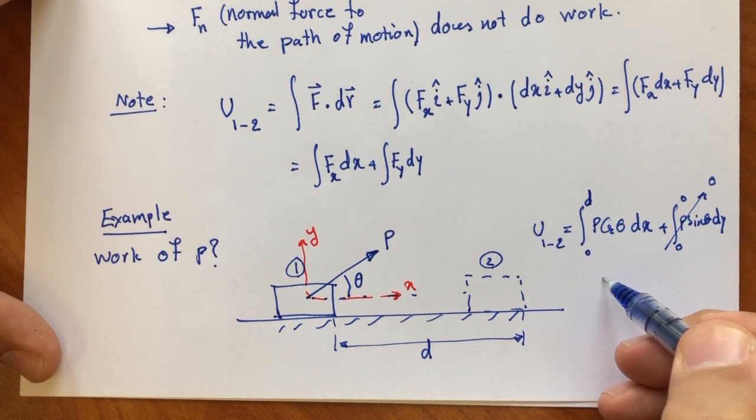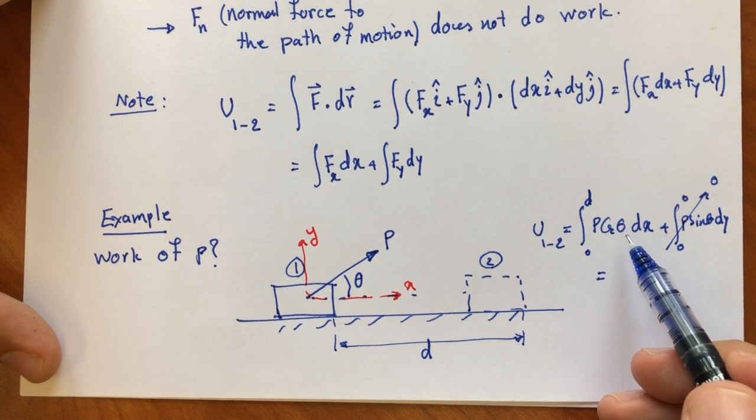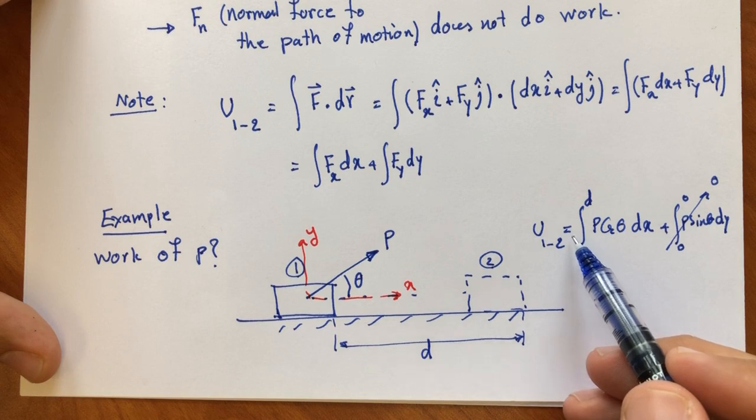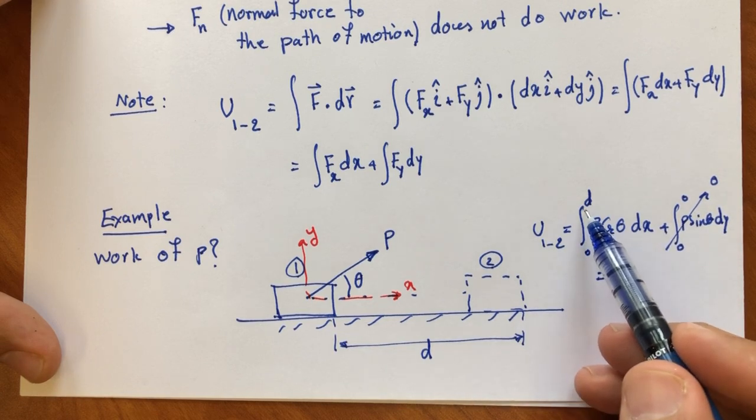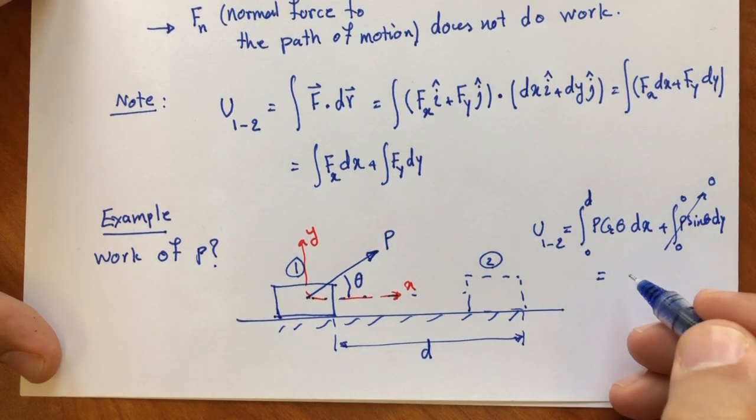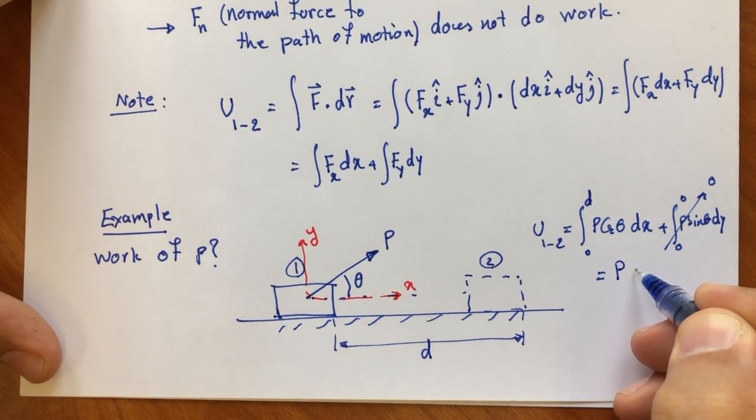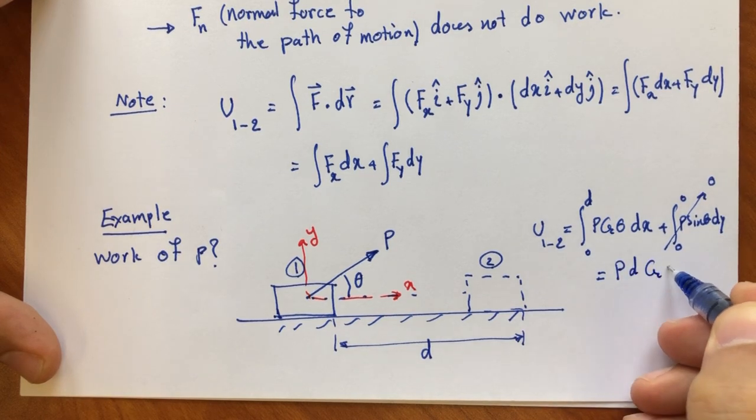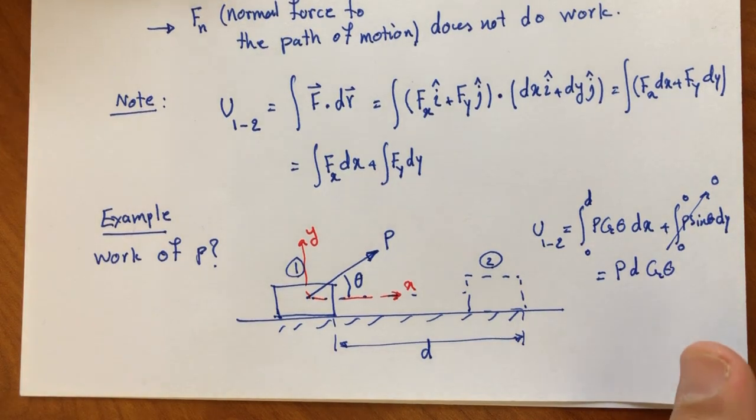And this integral is a simple integral because P cosine of theta is constant. We can take it out of the integral. And integral of dx from 0 to d is going to be just d. So the result is going to be P cosine of theta times d. As simple as that.